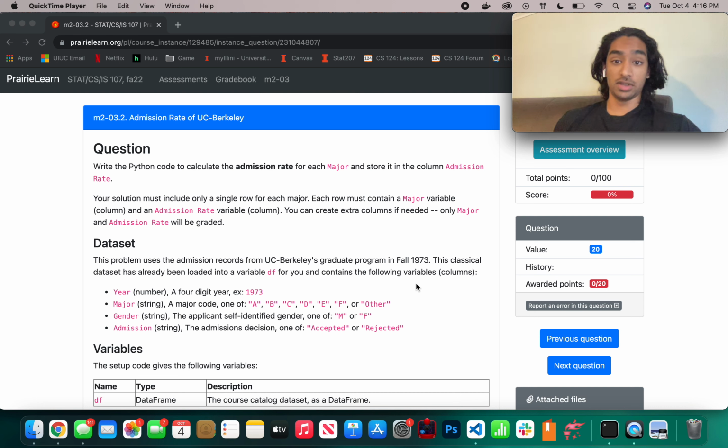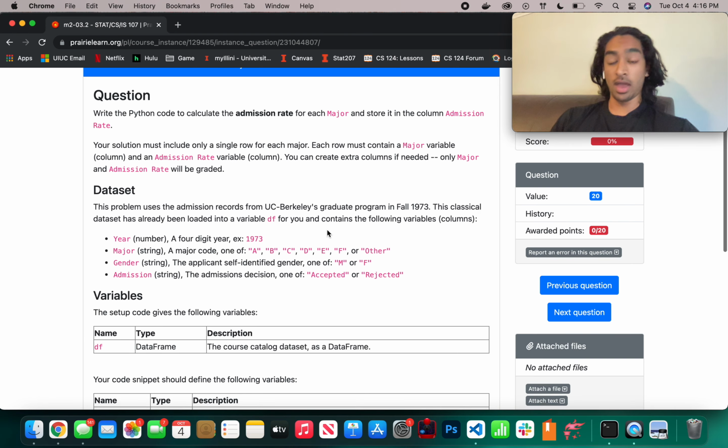Vikram. I'm a member of the Discovery course staff, and today I'm going to be walking you through the UC Berkeley admission rate practice problem on Prairie Learn. So right here, I have it all pulled up, and we're going to walk through each step of the problem, exactly how I would attack it, and how we're going to use the group by function in order to get ourselves an admission rate for this data set.